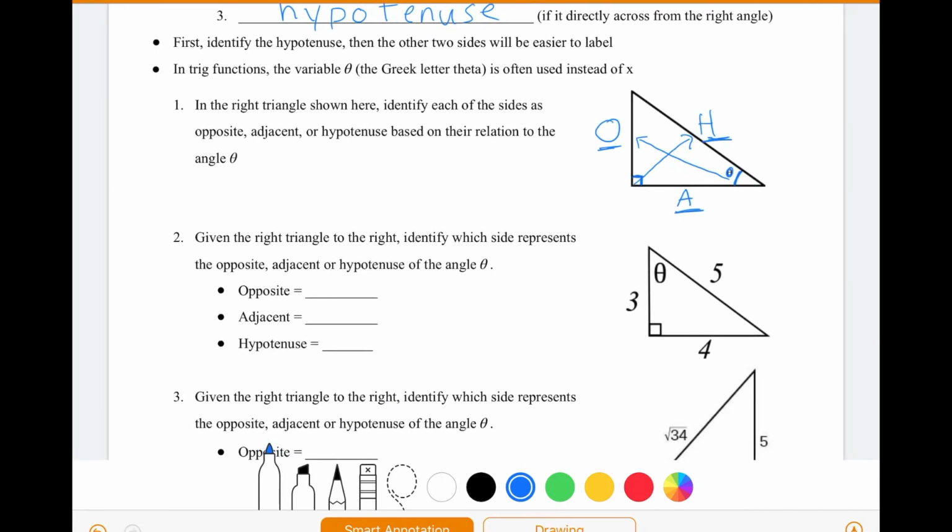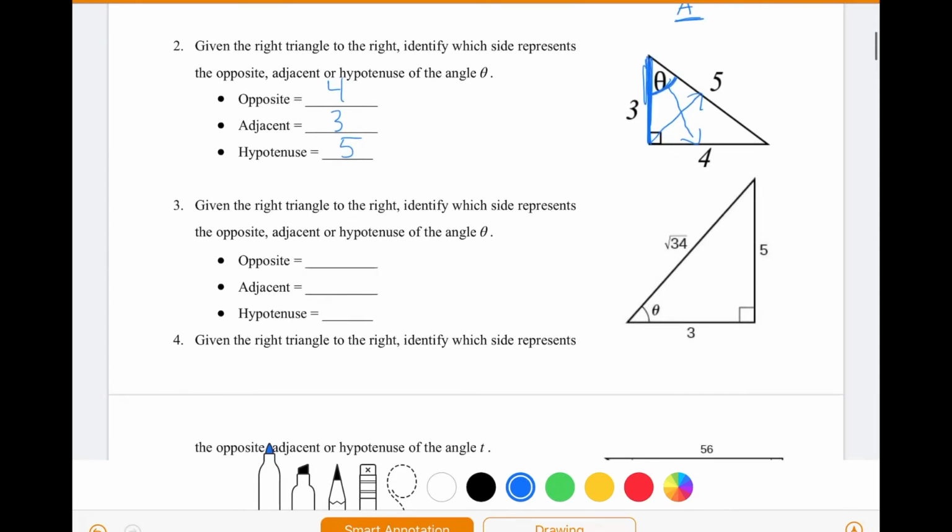So for number 2, we are given angle theta. We know that our hypotenuse has to be 5. The side that is not touching our given angle, that is not the hypotenuse, is 4, so that is our opposite. And then the side that is touching the given angle, that is not our hypotenuse, is 3. So let's do another one.